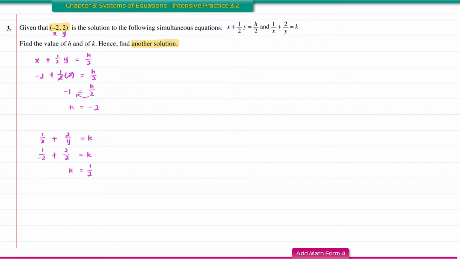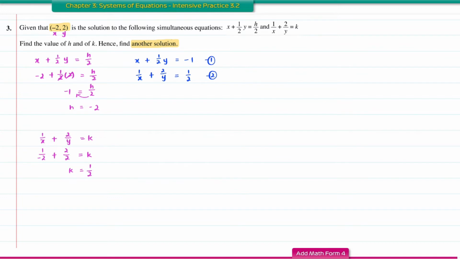So now we already know what is the value of h and k. So the first equation, x plus 1 over 2y equal to h over 2, right? So now we're going to substitute this h with negative 2. So negative 2 divided by 2, you're going to get negative 1. All right, so this is the first equation. And the second equation is 1 over x plus 2 over y equal to k, which is 1 over 2. So this will be my equation number 2.